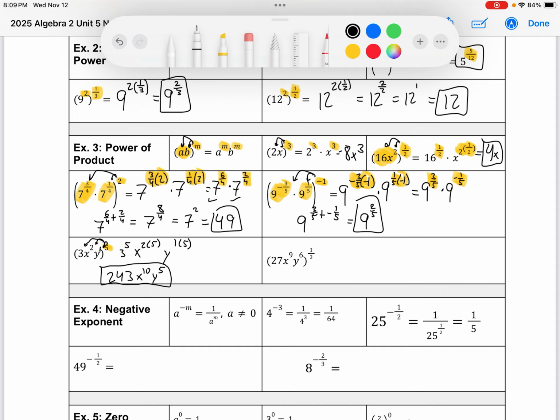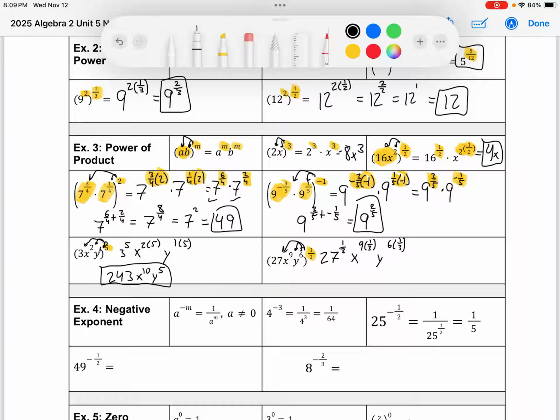Okay, on to the next one. We have, again, multiple things in the parentheses being raised to the power on the outside. So we're going to take this power and distribute it to all three, or to everything that's on the inside of these parentheses here. So this gives me 27 to the power of 1/3, x to the power of 9 times 1/3, and y to the power of 6 times 1/3.